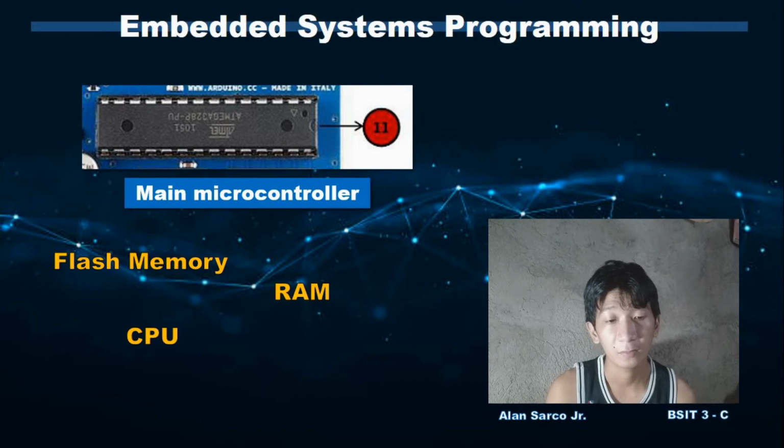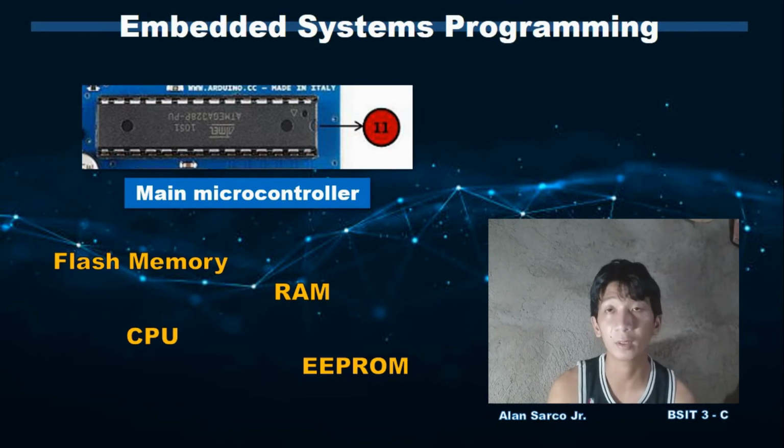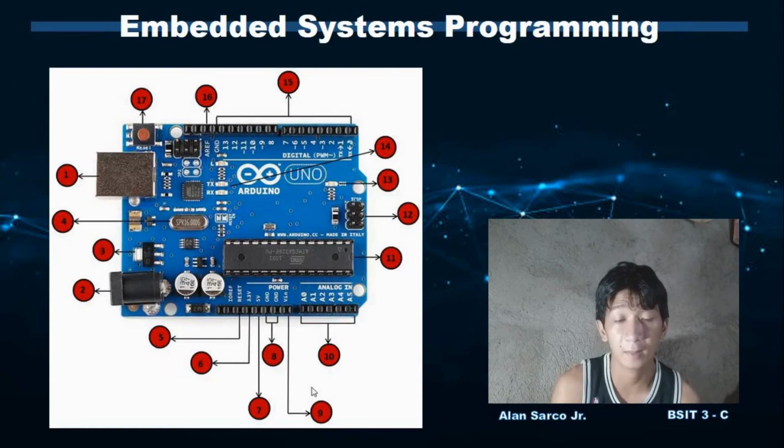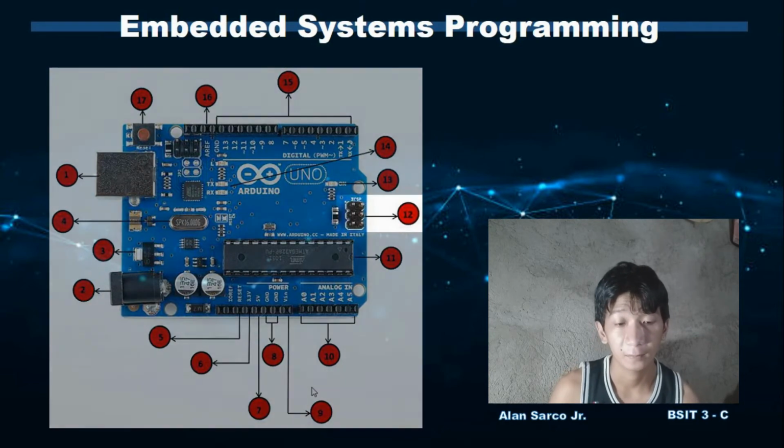And the last part of the ATmega328P is the electrically erasable programmable read-only memory, or EEPROM, of 1 kilobyte. This is a type of non-volatile memory and it keeps the data even after the device restarts or resets. So that is the main microcontroller.